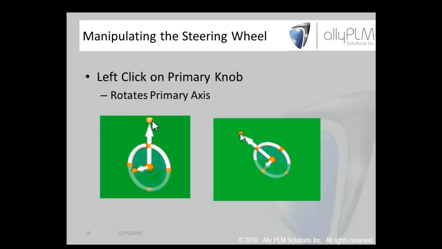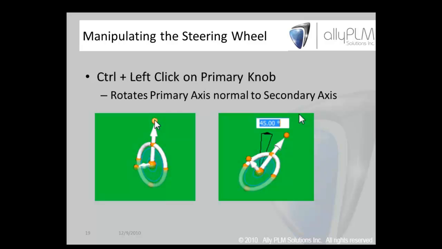Where this tool is used is if I have a key point in my part, and I want to say I want to move the end of this vector to line up with this key point. So that's why we do not have a dialog box for a value in this case. If I do want a value and not necessarily a key point, you notice that I can hold down Control and left click on the primary knob, and you'll see how the primary axis rotates normal to the secondary axis.